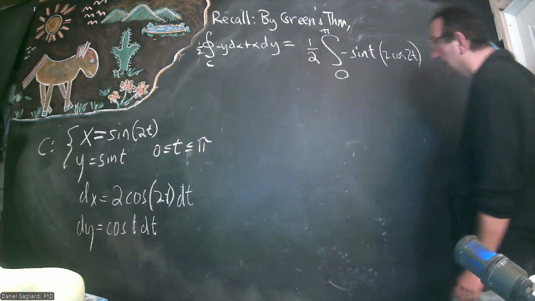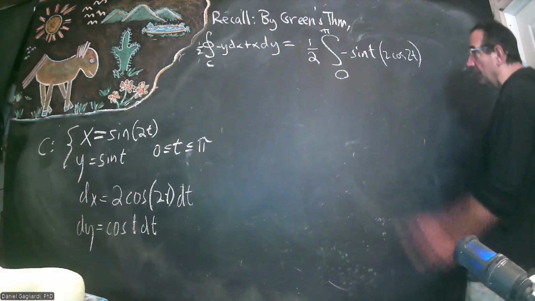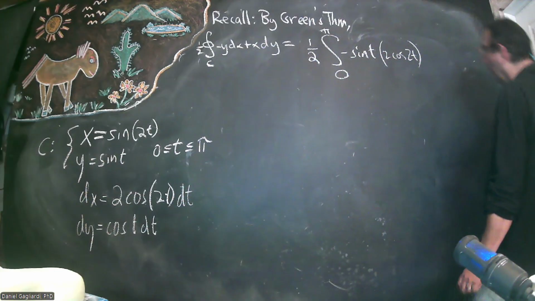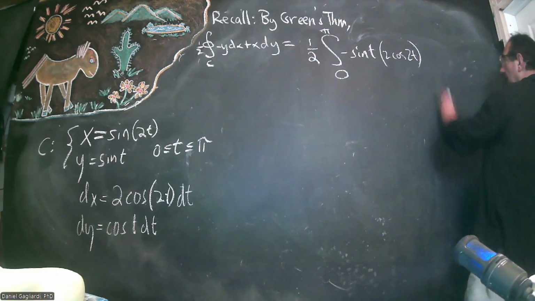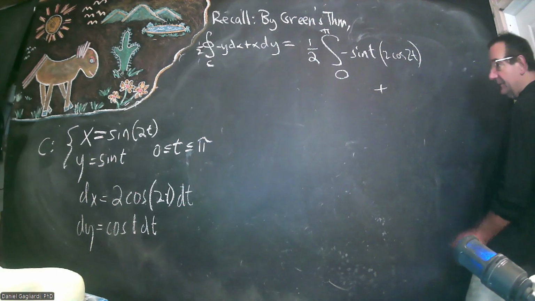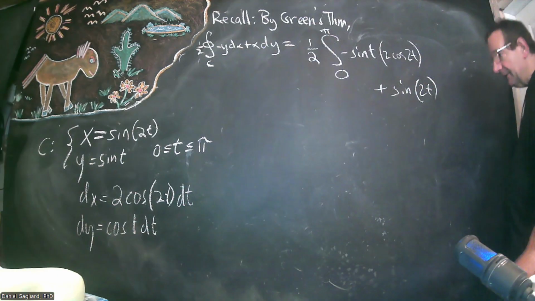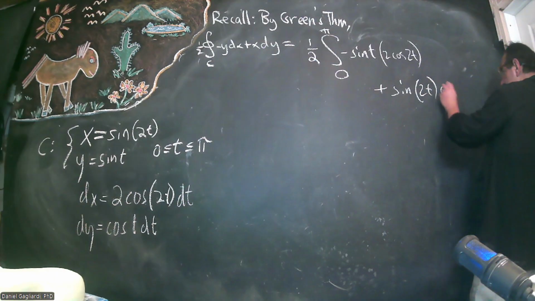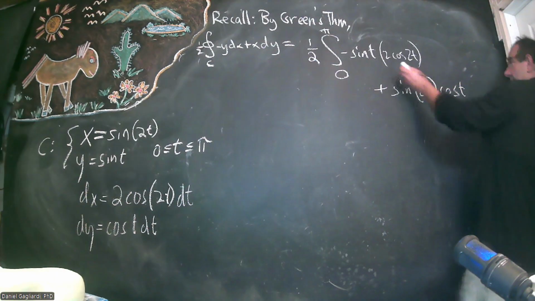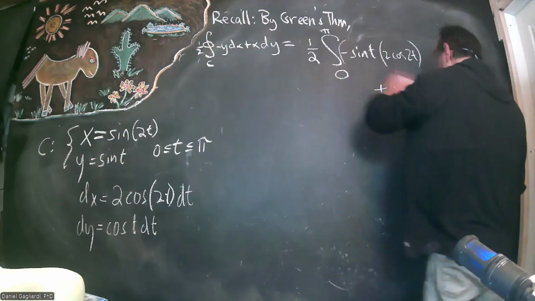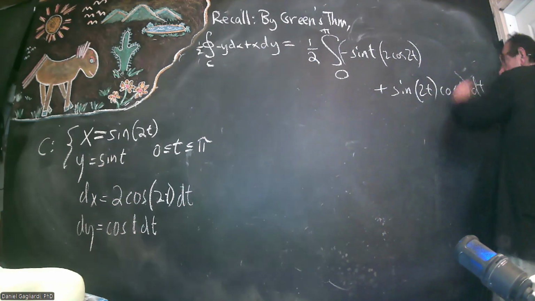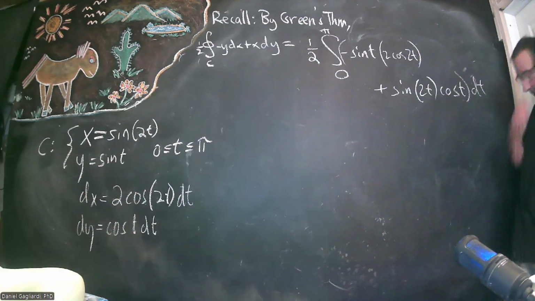Okay, then what do we have for the next part of it? Well, then we have x dy. I've run out of room, so I'll do plus x, which is equal to sine of 2t, and dy is equal to cosine of t, and then we have dt, surrounding all of this stuff. All right, perfect. So how do we do this integral here?